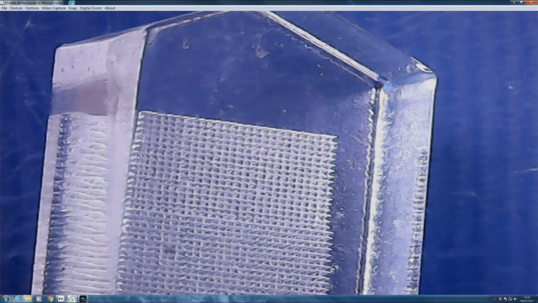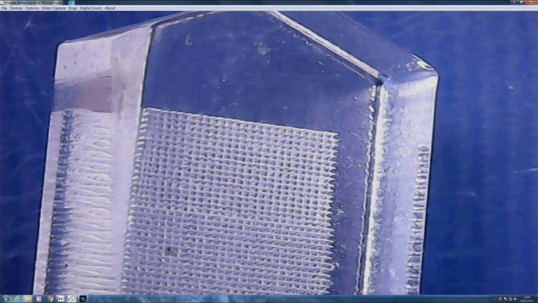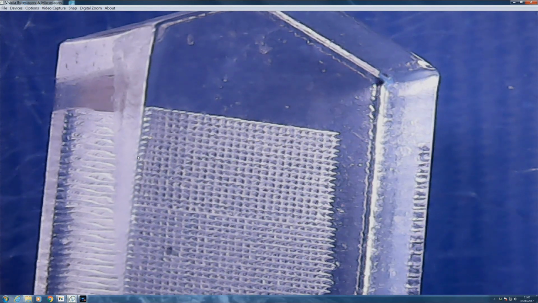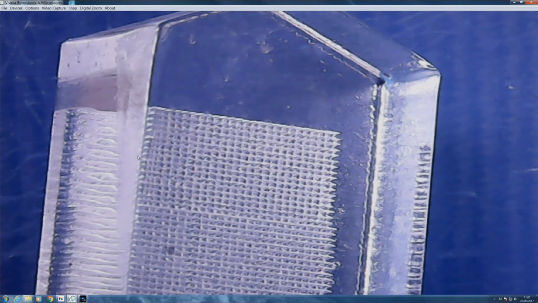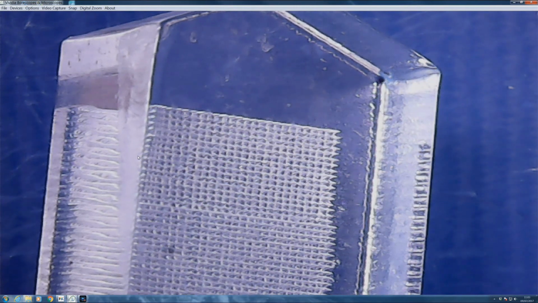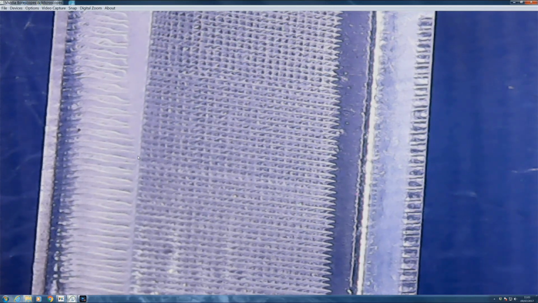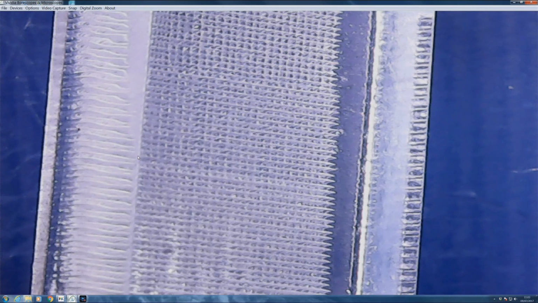1, 2, 3, up to 17. That's a little bit puzzling considering I've only got 15 dots in my pattern. We check the next step: again 1 through 17.